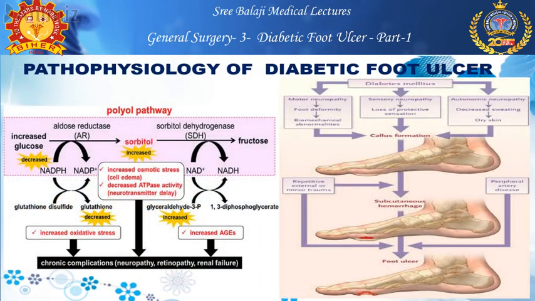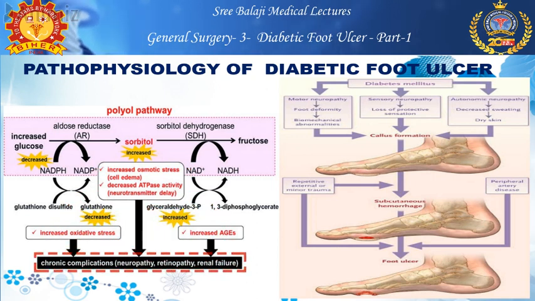Now the pathophysiology in diabetic foot ulcer. In diabetic peripheral neuropathy, the most common pathway is the polyol pathway. Because of increased glucose, there is increased sorbitol and fructose levels. Finally, it can cause oxidative stress and damage to the neuronal system. It is also involved in increasing the advanced glycation end products. That will also worsen the renal failure, retinopathy and nephropathy.